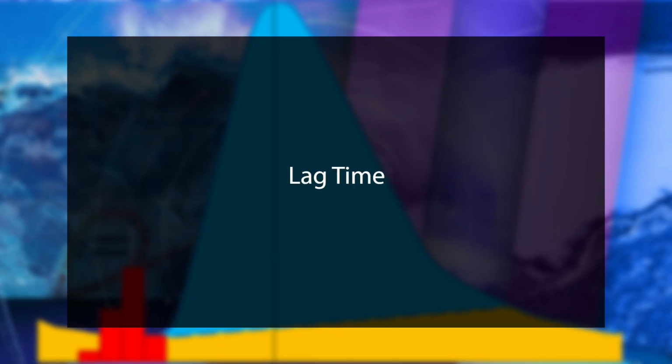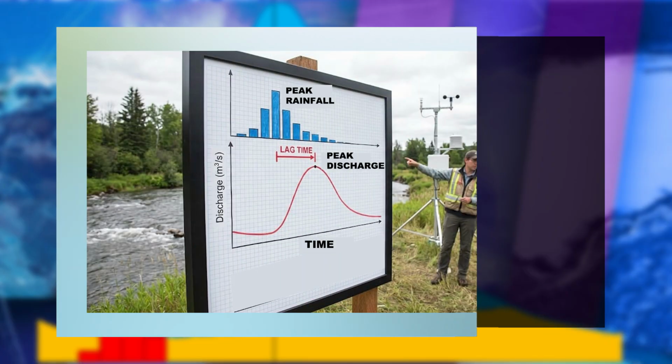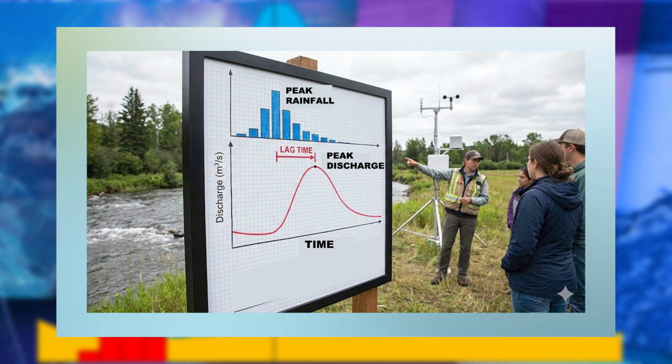Now, lag time is the duration between the onset of the rainfall and the hydrograph peak, which decreases with higher intensity rainfall because water saturates soils faster and runs off more quickly to the streams or rivers. Conversely, low intensity rainfall often infiltrates soil more efficiently, delaying runoff and increasing lag time.